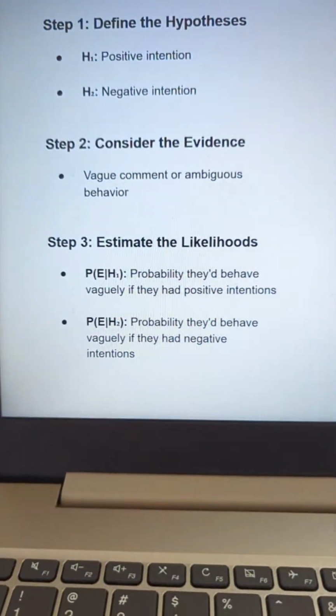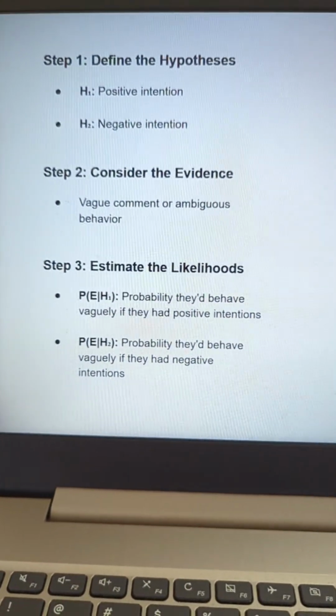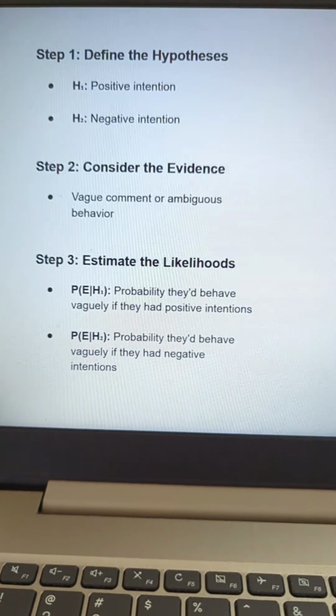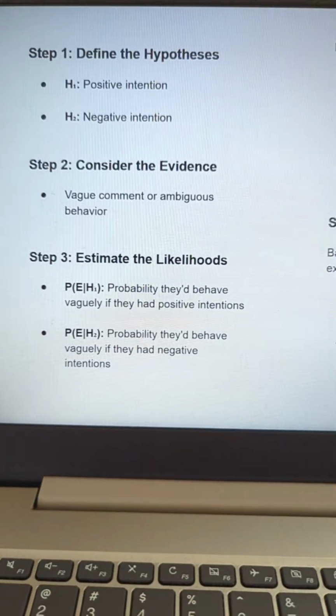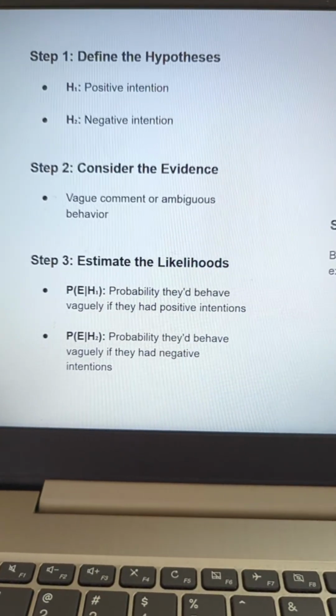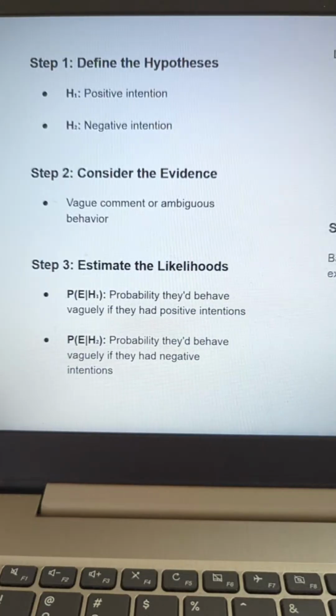Even an approximation or a ballpark understanding of the probability of each hypothesis will give us a really meaningful result. So let's look at this to see what I mean. Here we define the hypotheses. One is that they had a positive intention when they had that behavior toward us. The other hypothesis, again, is a negative intention.